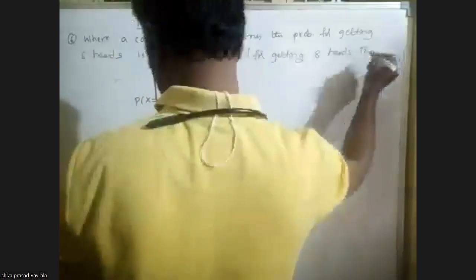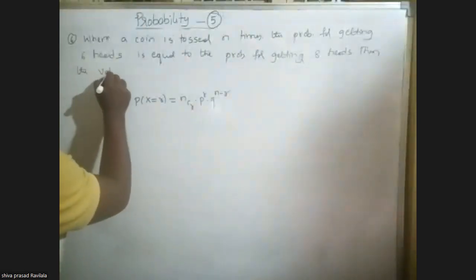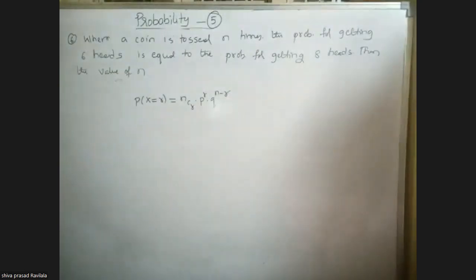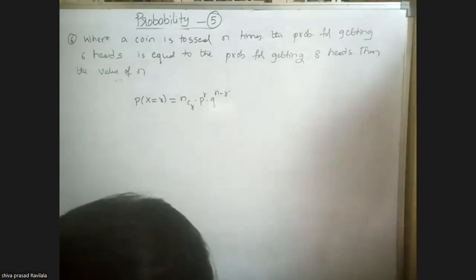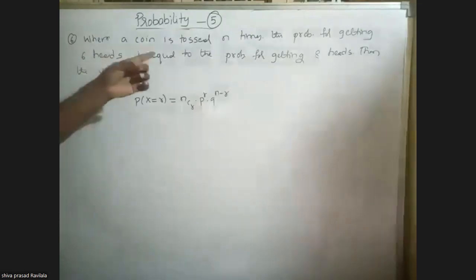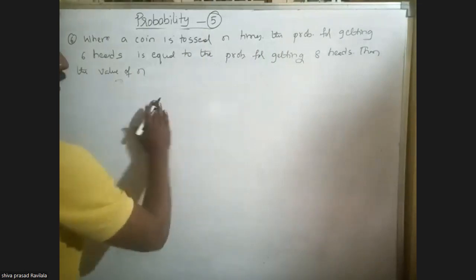Then the value of n. The probability of getting 6 heads is equal to the probability of getting 8 heads. We have to find the value of n. The probability of getting 6 heads means probability of x equal to 6 is equal to probability of x equal to 8.